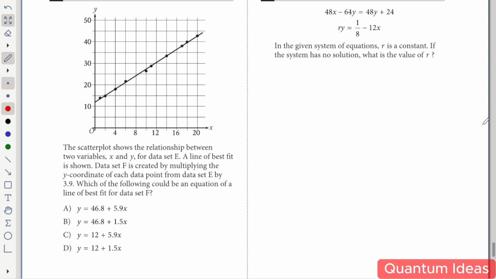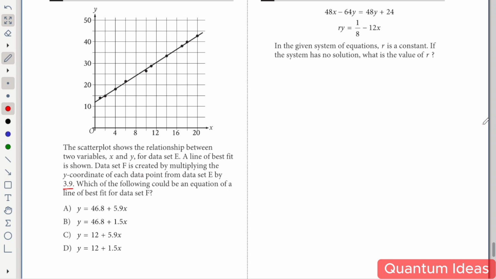The scatter plot shows the relationship between two variables x and y for data set E. A line of best fit is shown. Data set F is created by multiplying the y coordinate of each data point of set E by 3.9. Not x but y. Which of the following could be the equation of a line of best fit for data set F? It's quite a good question.